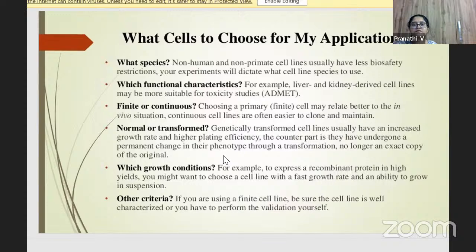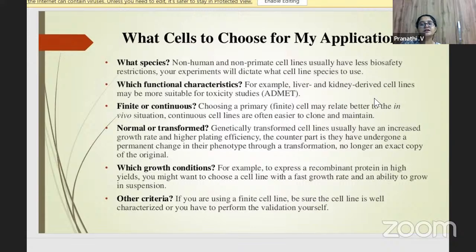So what is it necessary for? Basically, how are you going to choose cells for application? We have already seen some model organisms over here. Now, when you choose for your different kinds of study, what is it that you're looking at? Cell lines, and for what kind of study are you looking at them? Is it for toxicity studies? Then you're going to look at liver and kidney derived cell lines. That is because liver and kidney are the most important detoxification organs in the body.